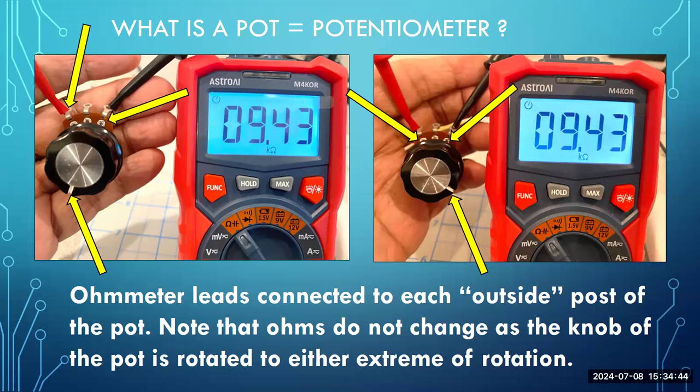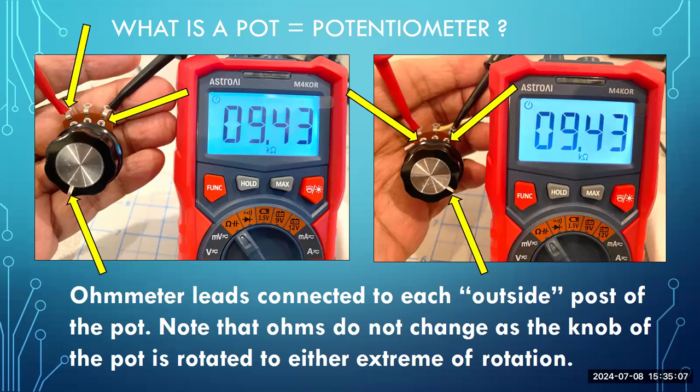Okay, so as you're looking at my slide, it says, what is a pot? Pot is a potentiometer. What is a pot? A potentiometer has 3 leads, two outside leads and one middle lead. And what a pot does is it is a variable resistor, meaning it's a type of resistor that will allow the resistance to change.